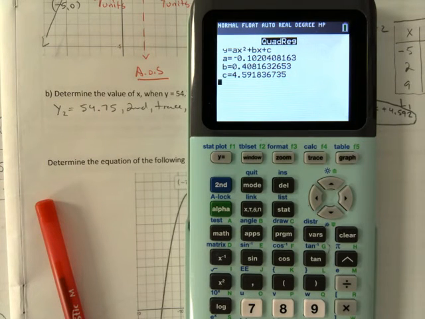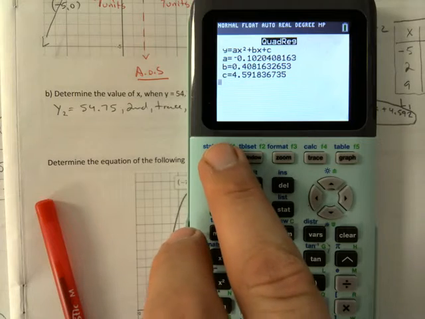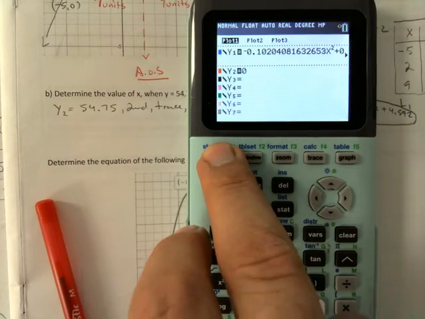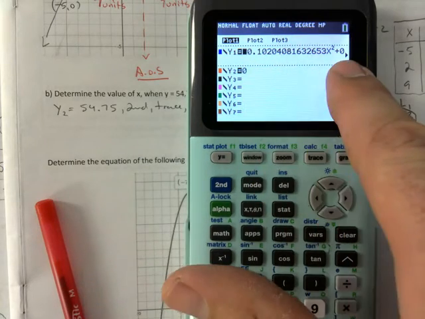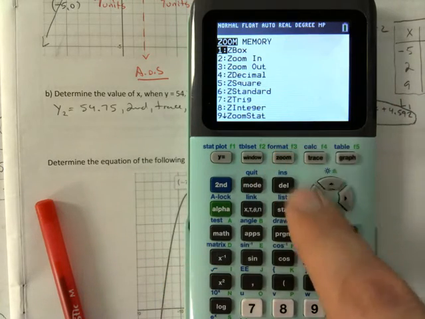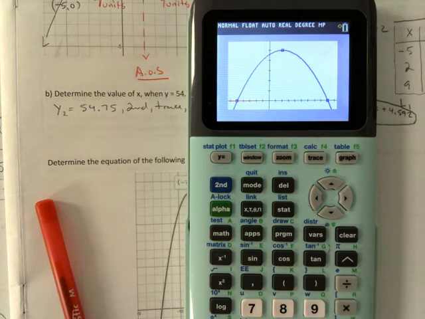And now I will check, is plot 1 turned on? So I'm going to go Y equals, it is turned on. And the equation should be in here. And I'm going to go zoom 9. And you should all be able to do this.